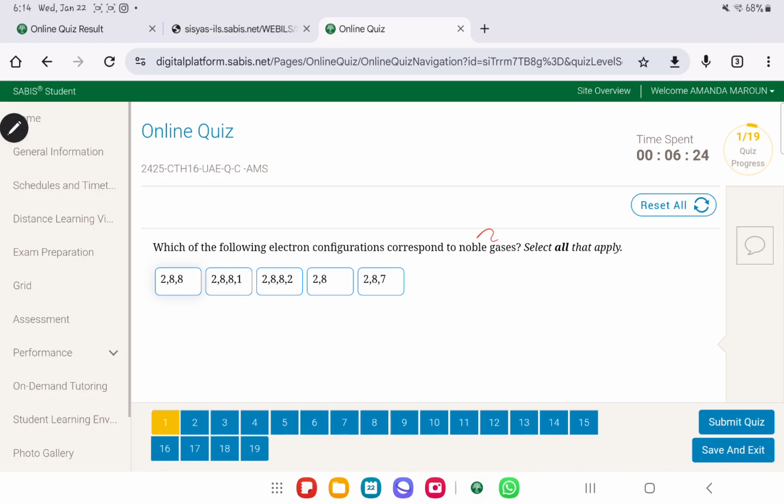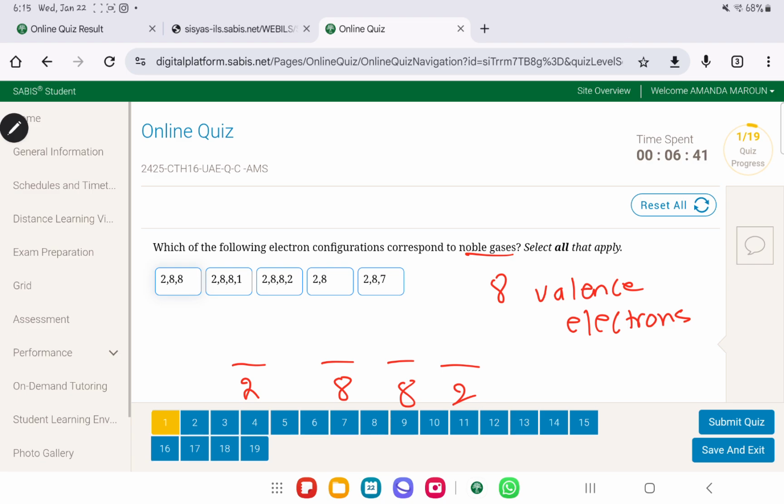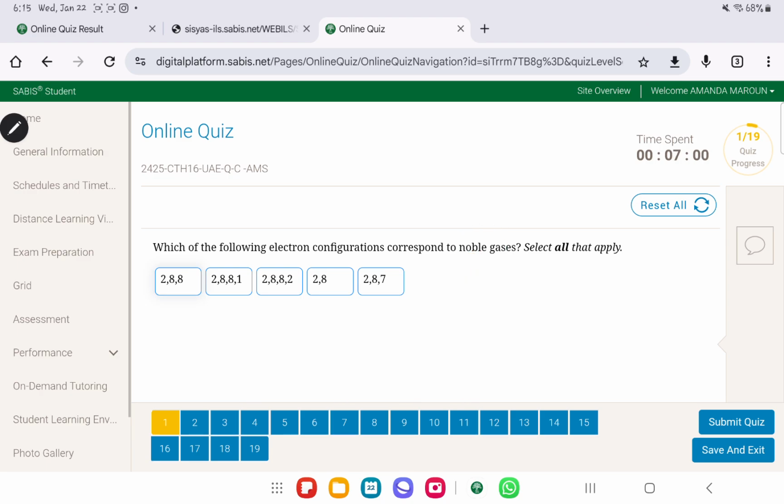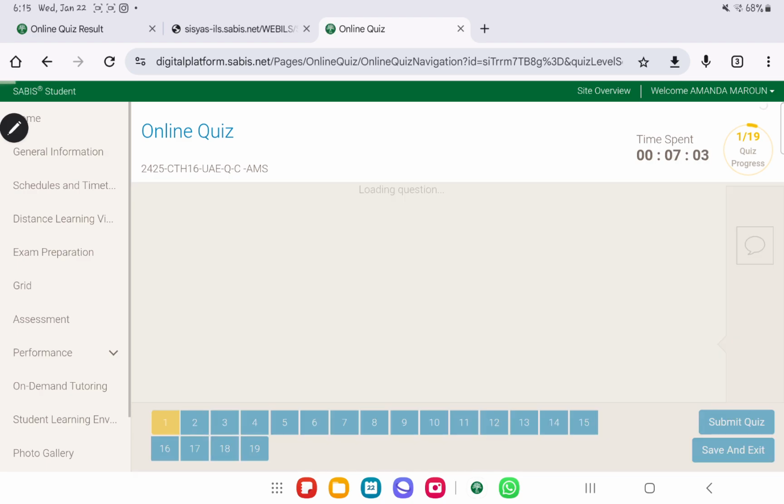Now, very simply, anything that corresponds to a noble gas means that it has what? 8 valence electrons. So when doing the electron configuration, we're going to put 1, 2, 3, 4. Okay, here maximum 2, maximum 8, and maximum 2. So if it has 8 valence electrons, that means the last shell is supposed to have a number of 8. So 2, 8 is an option, or 2, 8, 8 is also an option, but 2, 8, 8, 2 is not an option. For it to be a noble gas, it must have 8 valence electrons. So this is an option, and this is also an option.